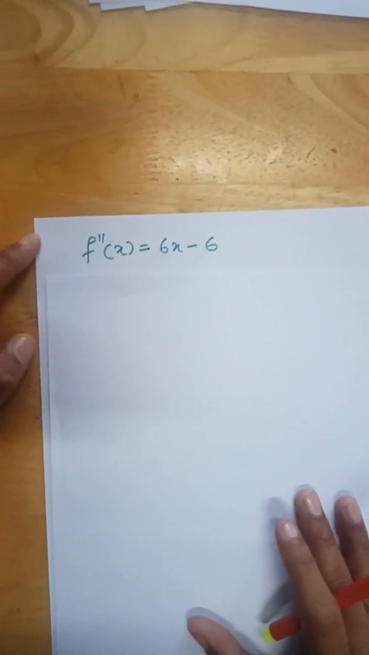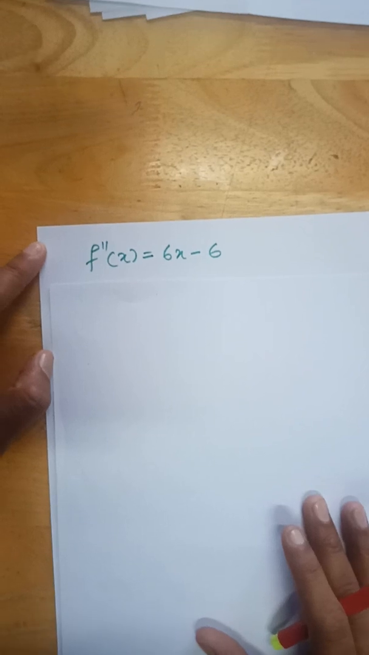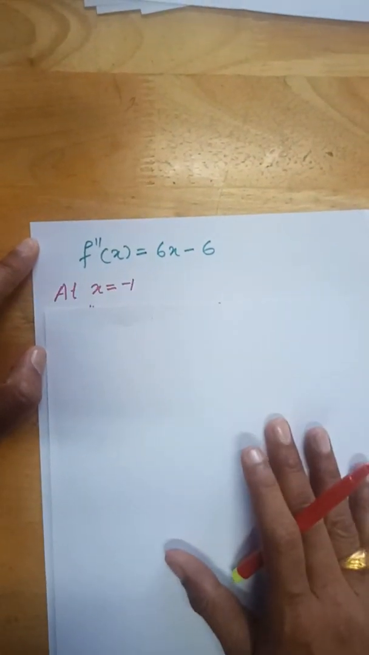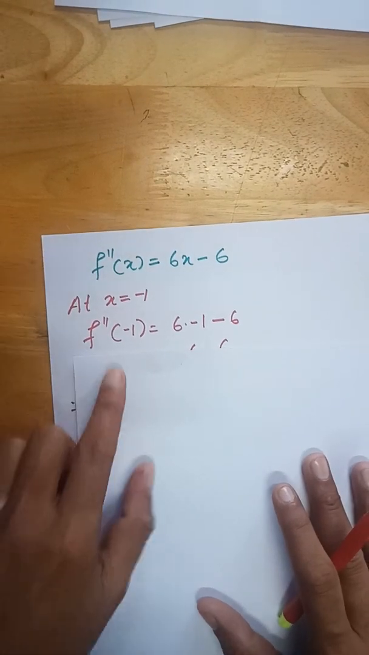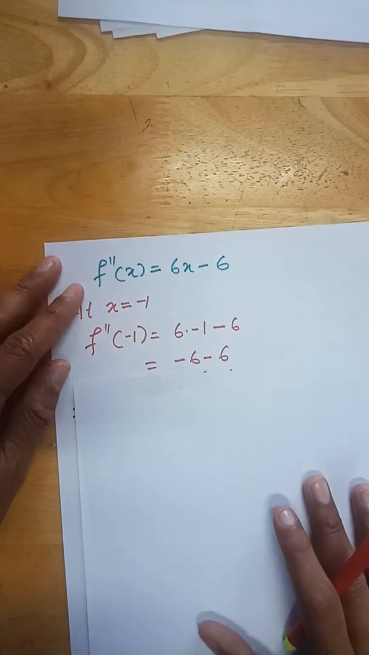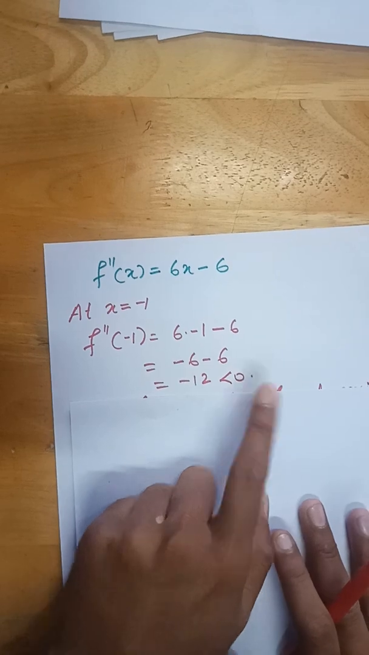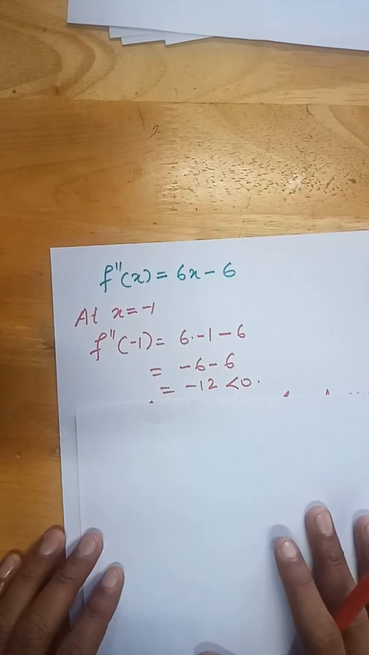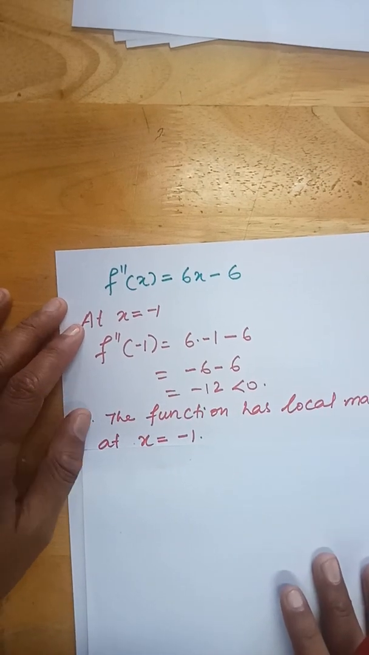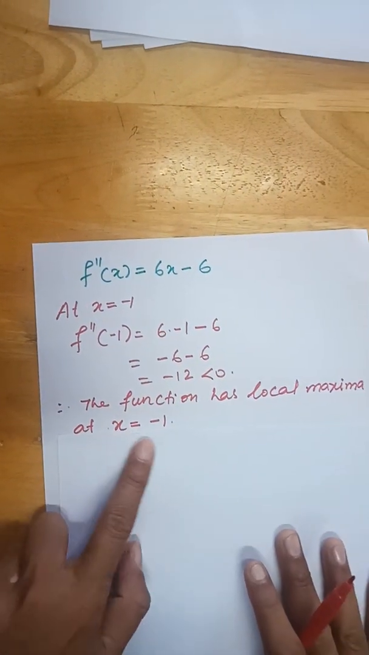So you find f double dash of x. It's going to become 6x minus 6. Now you substitute x equal to 1, so f double dash at 1 is going to become minus how much? Minus 12, which is less than 0. If it is less than 0, we know that you have a maximum value at x equal to 1. So the function has local maxima at x equal to 1.